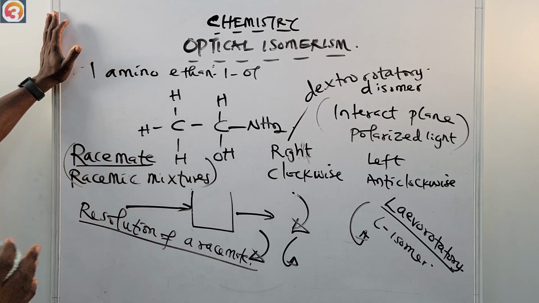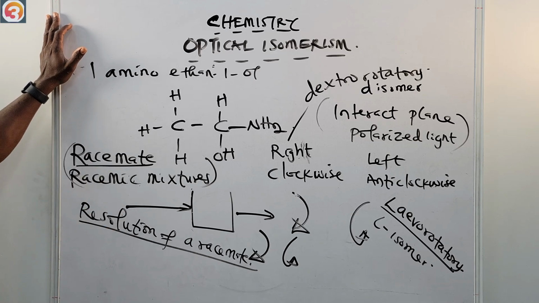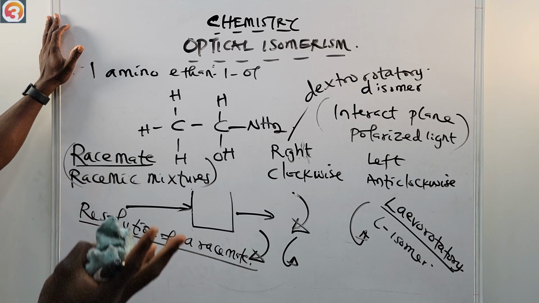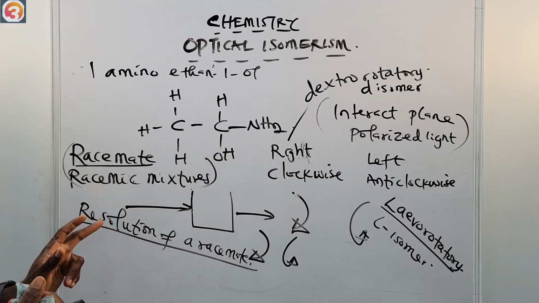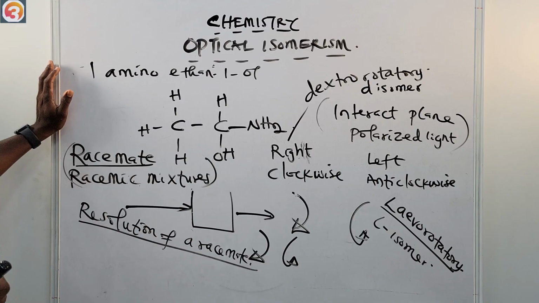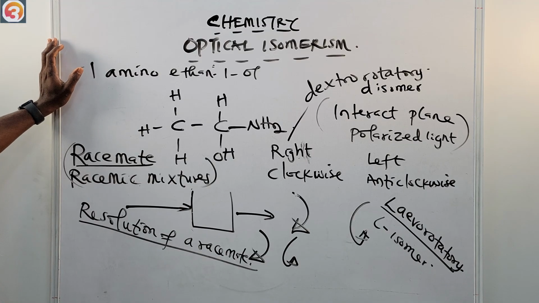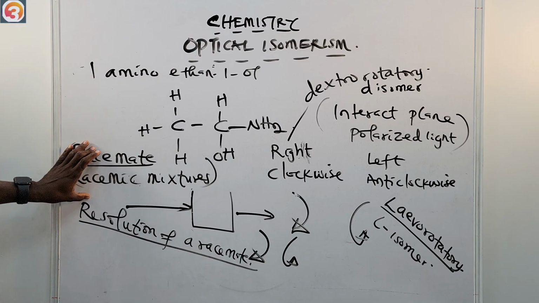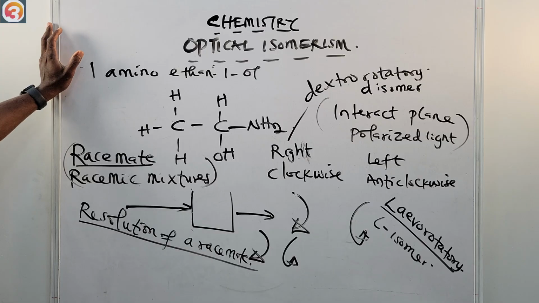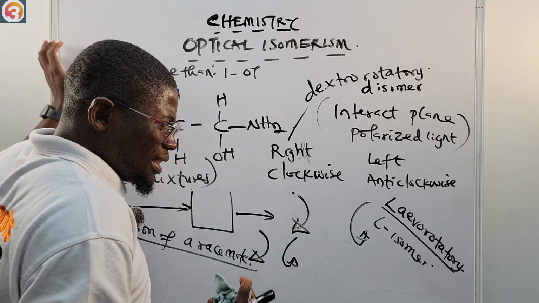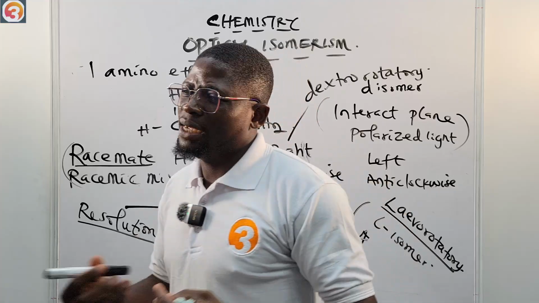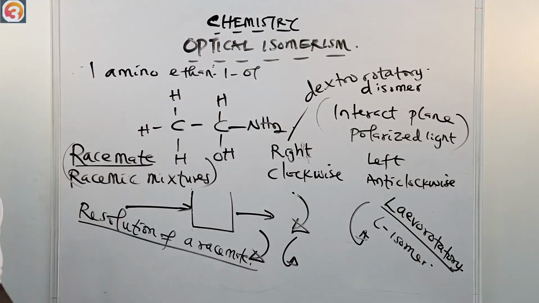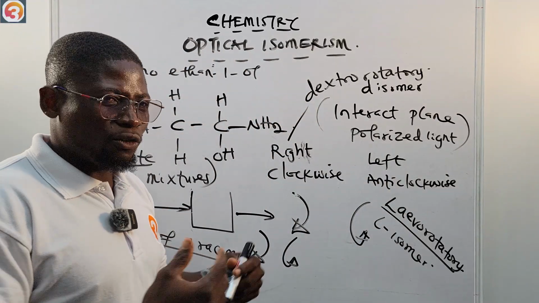So please take note of that. Enantiomers in equal proportions, in the same quantity, cancel the effect of rotation, and then we have what we call a racemate, or racemic mixture. Now, another important thing we need to know is, why do we even study optical isomerism? What is the importance of optical isomerism?